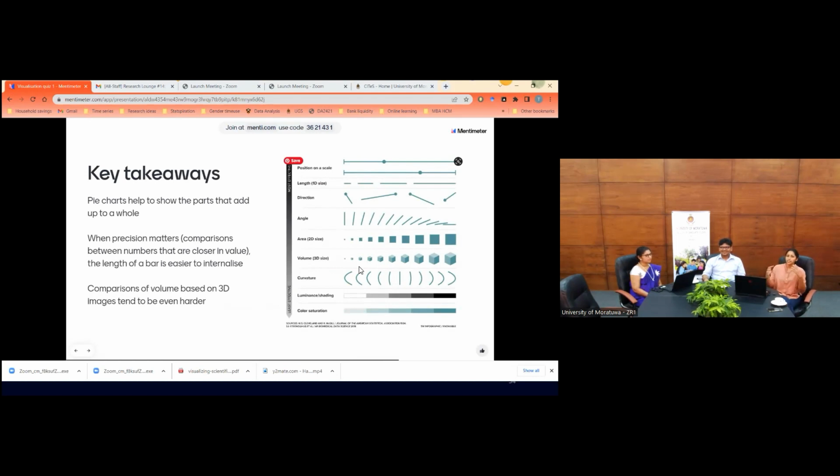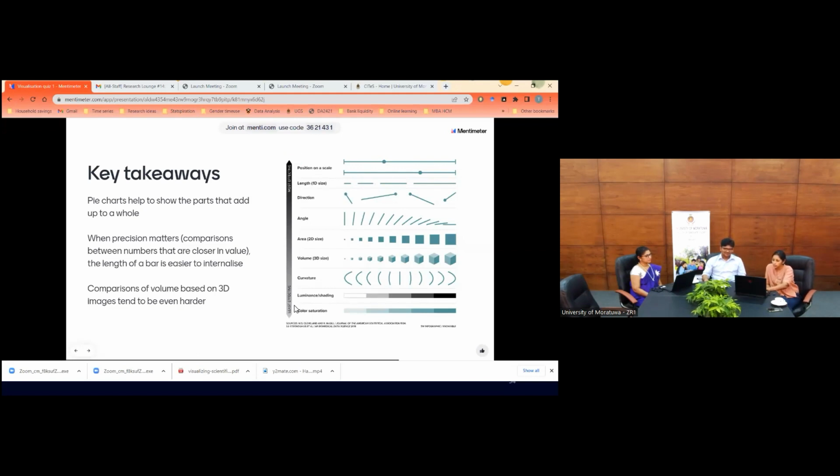So there are certain types of ways in which you can convey a message which are more effective than others. According to this particular graph, which is based on scientific research, looking at the length of a bar or a position on a scale is considered to be the most effective if you want to make comparisons between different values.